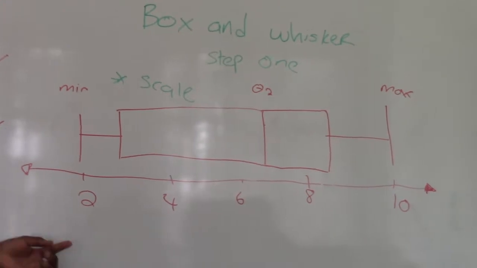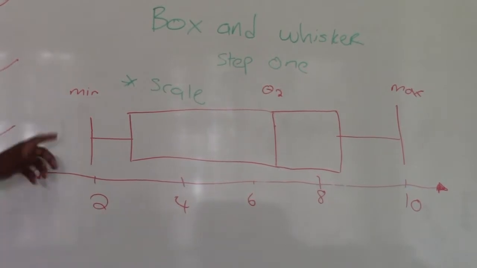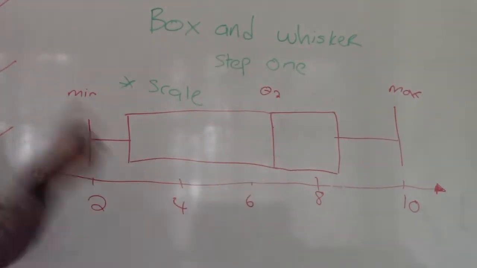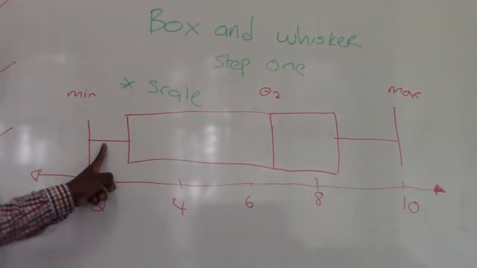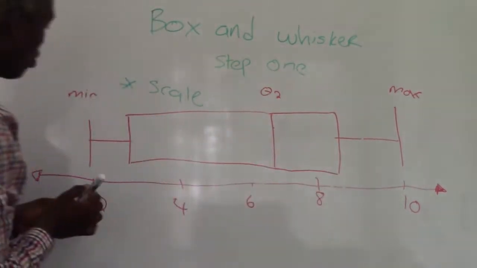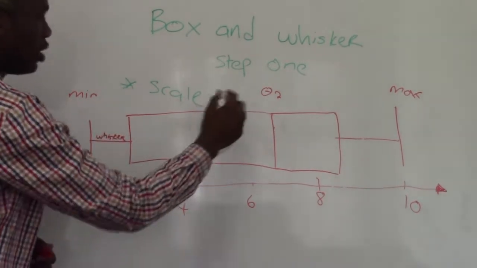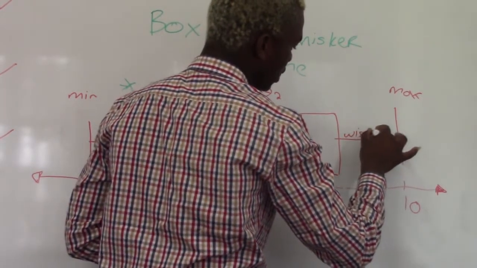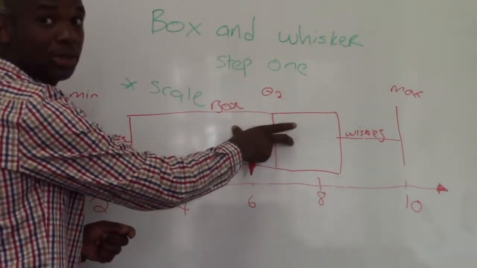Step 1, you find your 5-number summary. Step 2, you draw an appropriate scale. Step 3, you plot the individual points. Step 4, you connect the individual points to make these lines, which are your whiskers. These are your whiskers. And this one is your box. This one is also your whiskers. So these are your whiskers and this is your box.